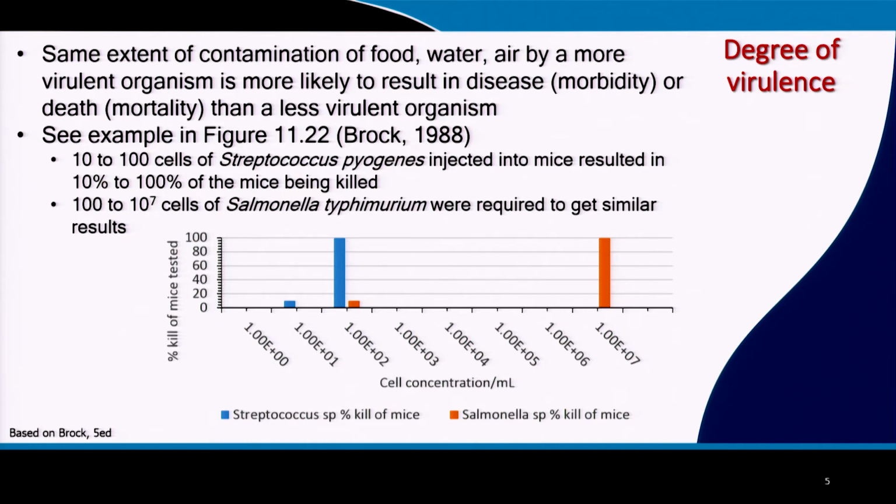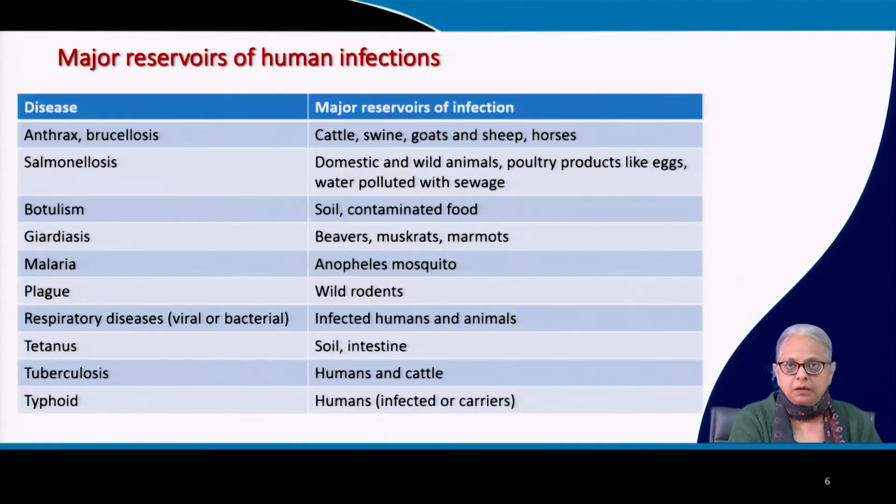The next thing that we want to know is, where are the infections most likely to come from? What are the major reservoirs of human infections? We have diseases like anthrax, brucellosis. The biggest reservoirs of infection are cattle, swine, goats and sheep, horses. If these animals are infected, they're also likely to pass it on to any human being that is in contact with them.